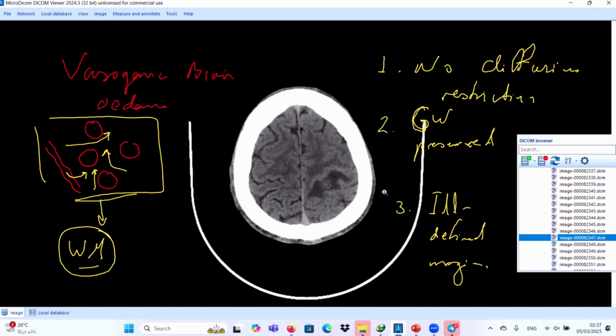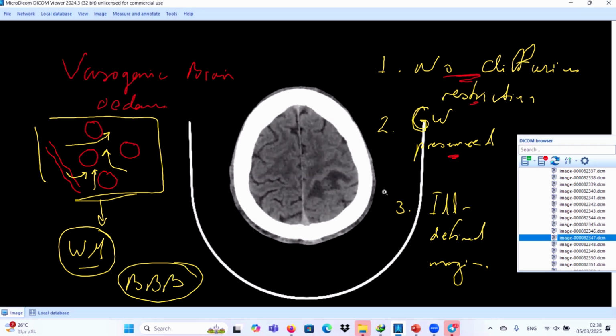To start the process, why is there a fluid leak from the capillaries into the extracellular space? Because the blood-brain barrier is disrupted. So again, once we have any blood-brain barrier disruption, the fluid will leak from the capillaries into the extracellular spaces. The cells are not swollen, so the water is freely moving between the cells, so we don't have any diffusion restriction. This process involves only the white matter, so the gray matter will be preserved, and the gray-white matter interface will be preserved. This edema is characterized by ill-defined margin.